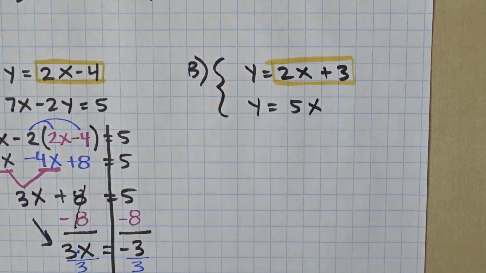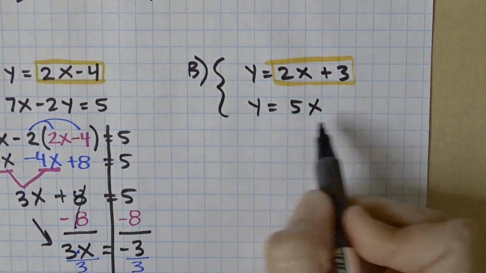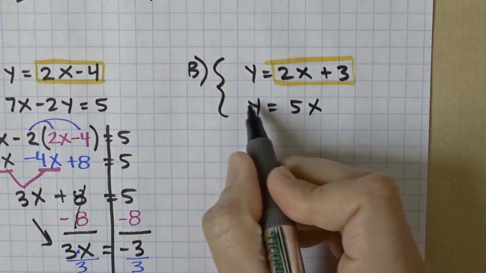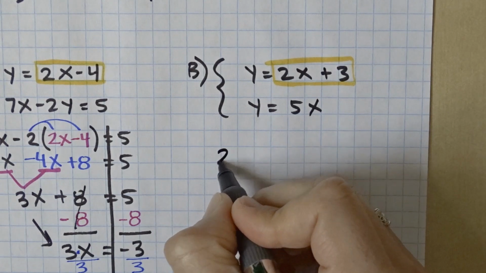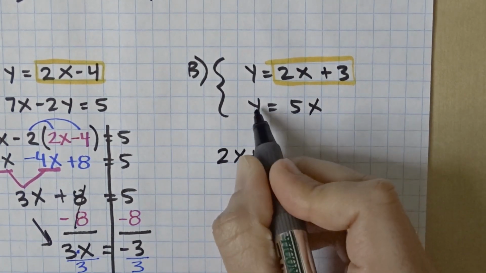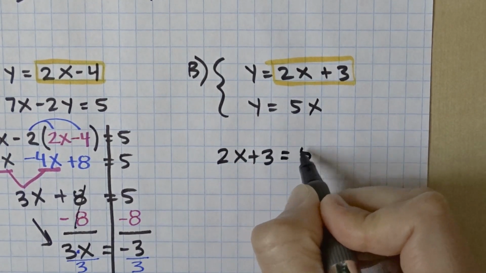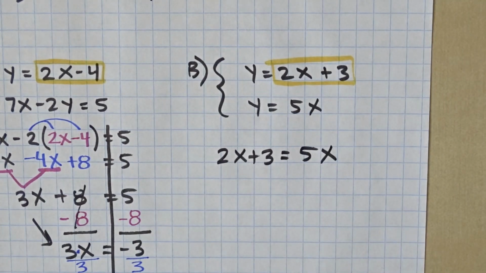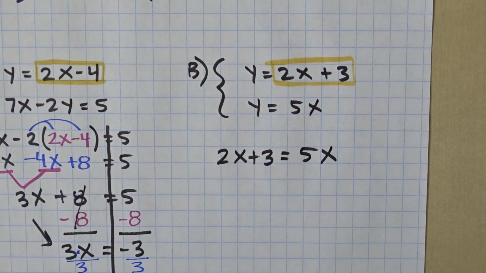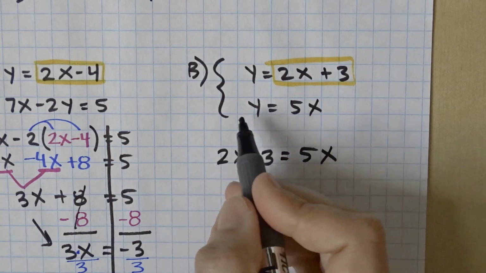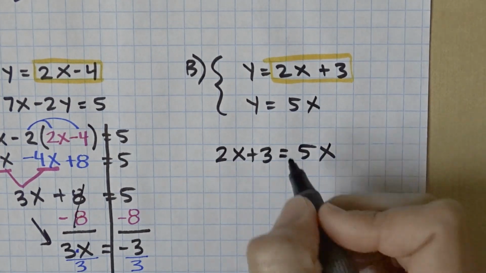So 2x minus 4, I'm sorry, 2x plus 3 is the same as y. So now in this equation, I'm not going to use y. I'm going to use 2x plus 3, the nickname for y, equals 5x. Okay, so I could have put parentheses, but there's nothing to multiply. Now we're going to solve for x.